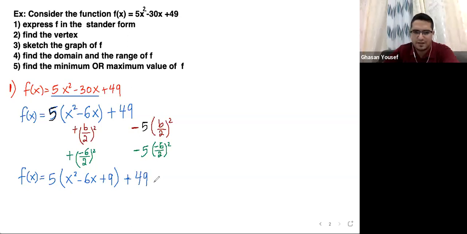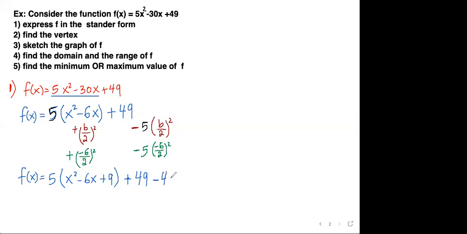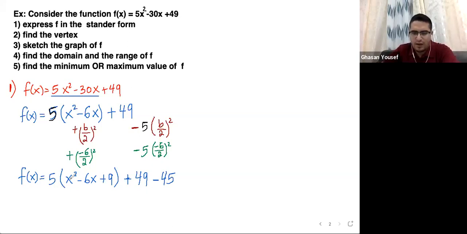minus 5 times 9, this is 9. What is 5 times 9? 45. So now I have to simplify this. So I get f of x equals 5, open parentheses, x squared minus 6x plus 9, plus 49 minus 45, I get plus 4.